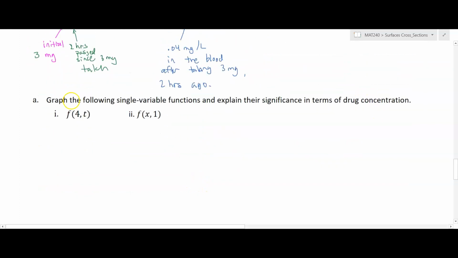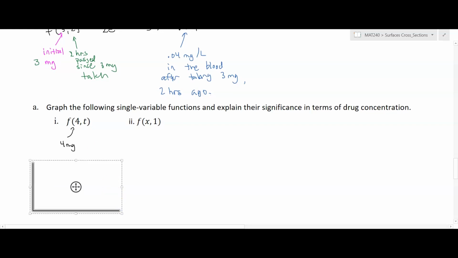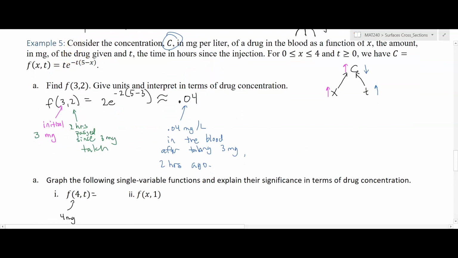So for graph number 1, we want to look at f of 4 comma t. This means that we're going to take 4 milligrams, and we want to look at the resulting graph between the concentration and the amount of time that has passed. So first of all, I have to think about what this function is. This is when I substitute 4 in for x, and since my function is t e to the negative t times 5 minus x, 5 minus x will be 1, and this will simply be t times e to the negative t.